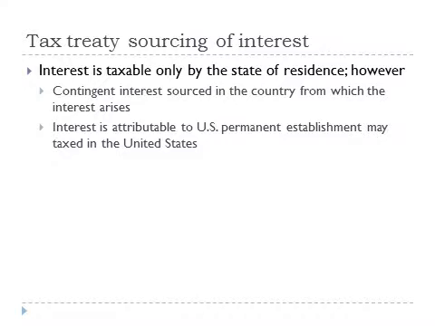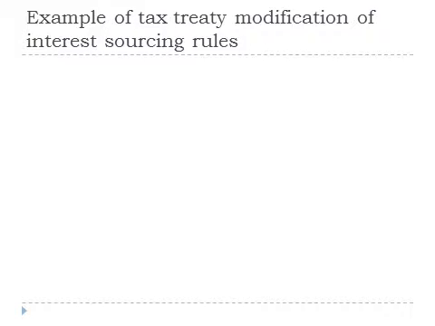If the beneficial owner of the interest carries on business through a permanent establishment in the United States, and the interest is attributable to that permanent establishment, then the interest is taxed as business profits attributable to a permanent establishment, and the United States may retain the right to tax that income. Here's an example of the modification of the interest sourcing rules by U.S. tax treaties.